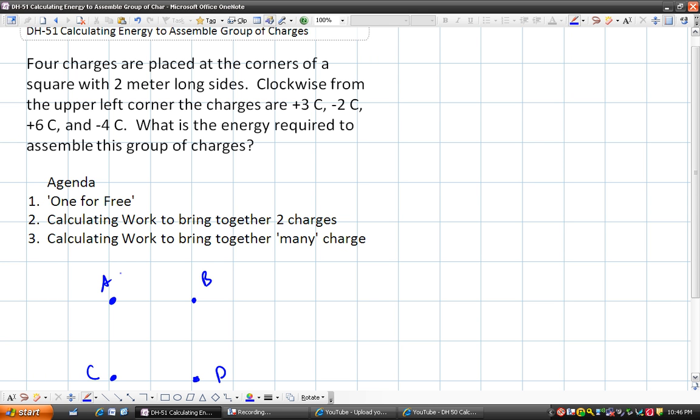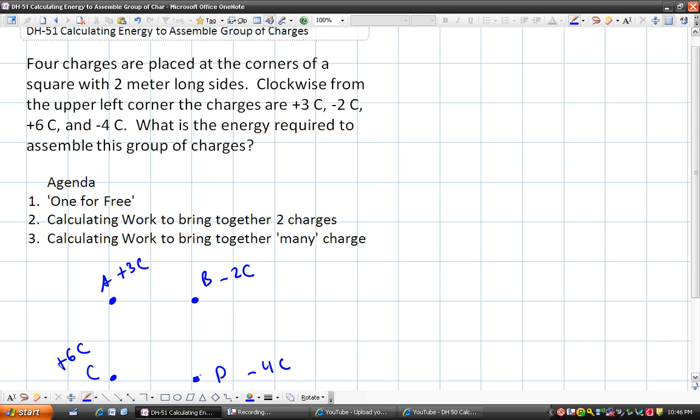A has a charge of plus 3 coulombs. B has a charge of minus 2 coulombs. C has a charge of plus 6 coulombs. And D has a charge of minus 4 coulombs.